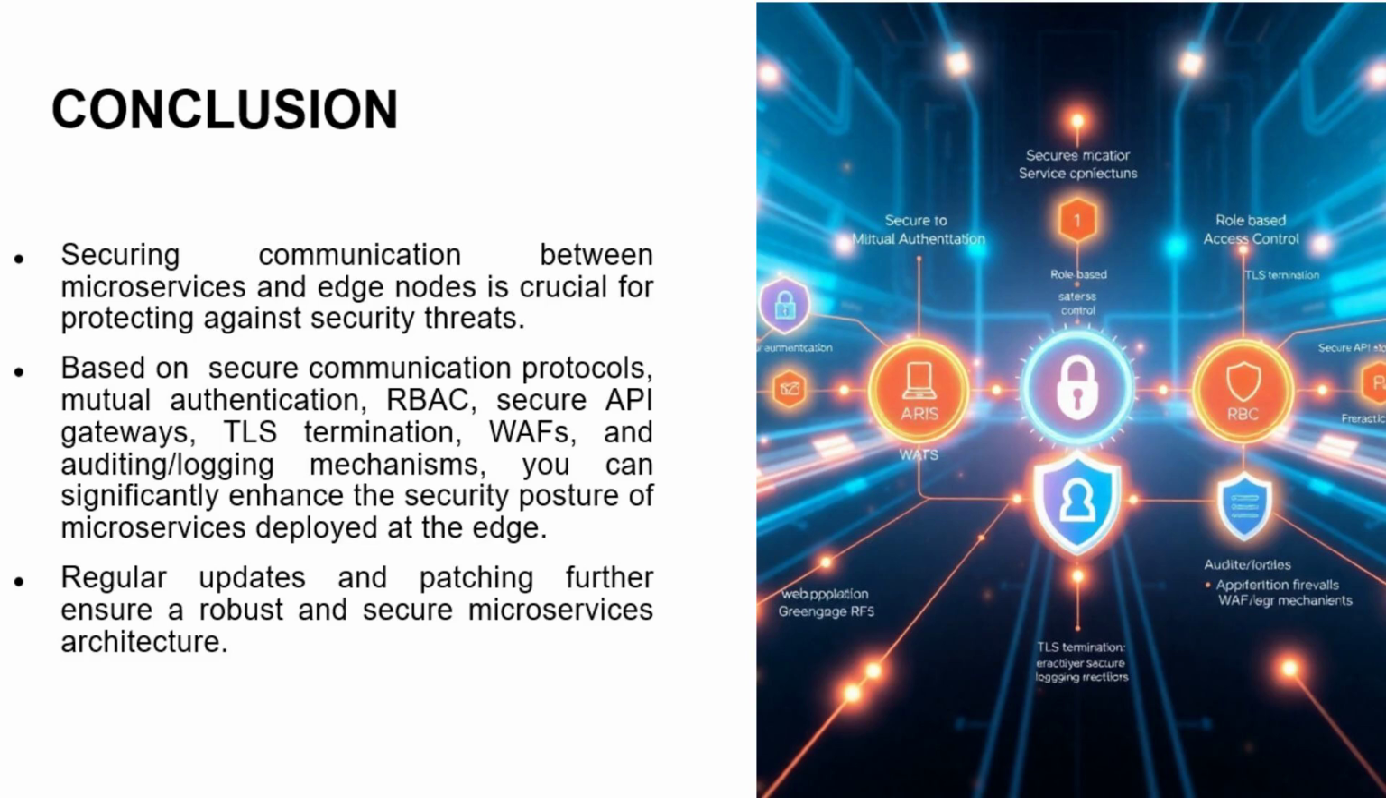Securing communication between microservices and edge nodes is vital to protect against potential security threats. Implementing secure communication protocols, mutual authentication, RBAC, secure API gateways, TLS termination, WAFs, and auditing and logging mechanisms can significantly enhance the security posture of microservices deployed at the edge. Also, regular updates and patching ensure that known vulnerabilities are mitigated. Based on these best practices, you can build a secure and robust microservices architecture at the edge.